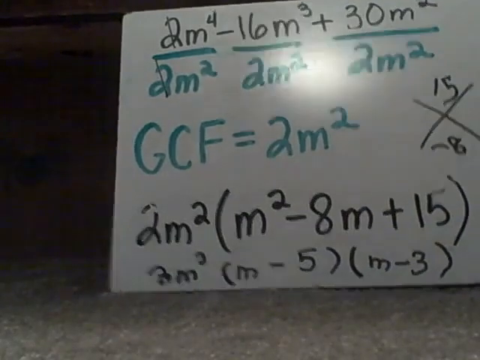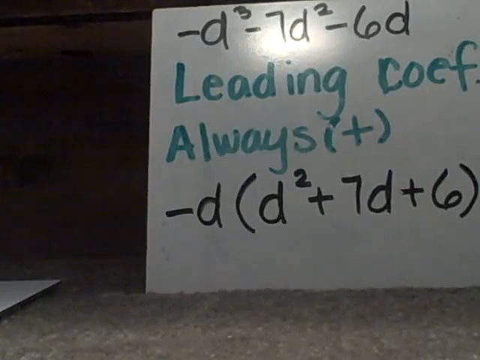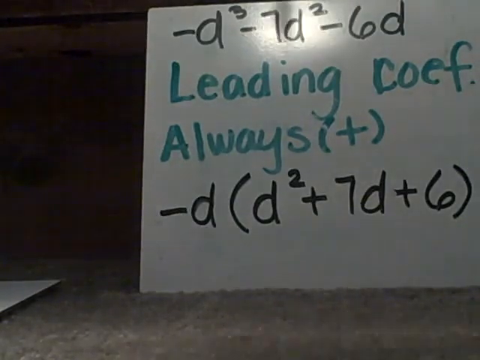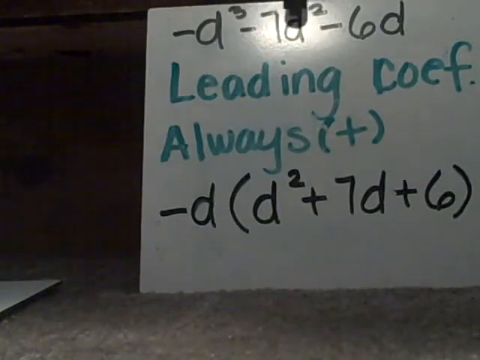The next example starts us off with a coefficient which is negative. The leading coefficient should always be positive. The leading coefficient is the coefficient that sits with the variable that has the biggest exponent. Since this exponent is 3, this is my leading coefficient. So in looking at this trinomial, I have 3 d's here, 2 d's here, and 1 d here. So their greatest common factor is d.